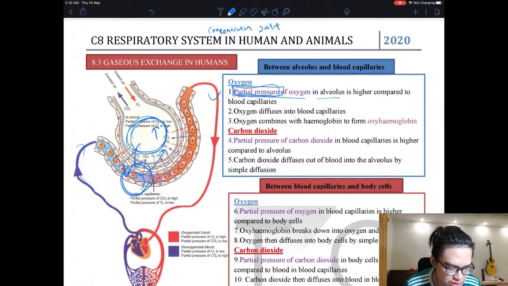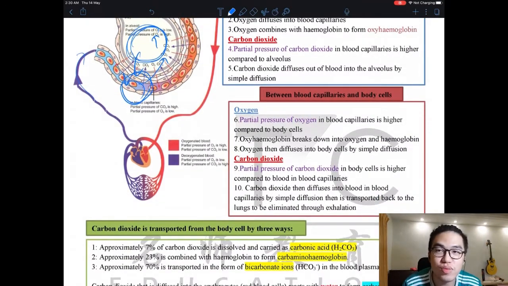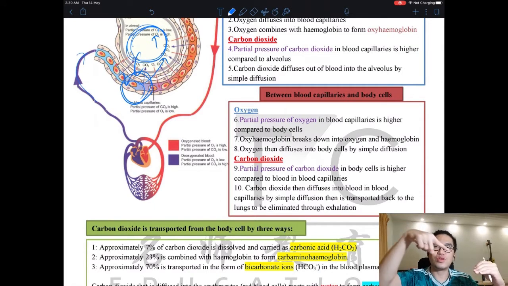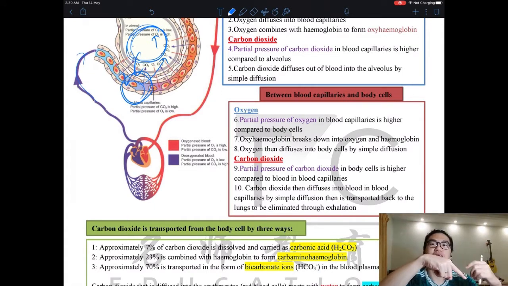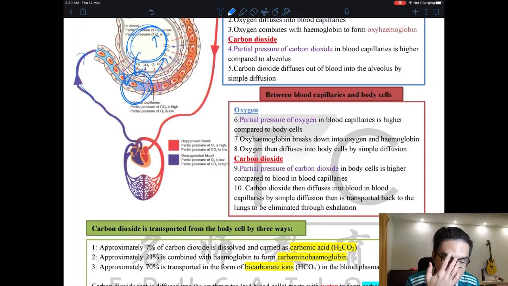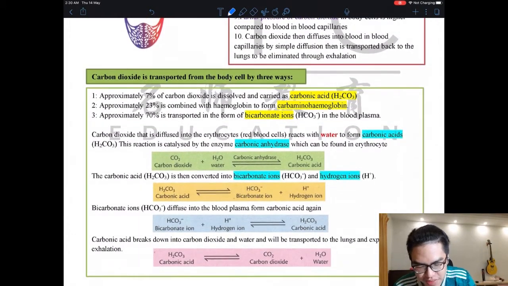So between blood capillary and body cell, this is the other way. Now I go into my cell. My red blood cell has high oxygen. This has low oxygen, so you go here, down concentration gradient. Then my body cell has high carbon dioxide. Red blood cell has low carbon dioxide. It will go here. So like this. Both also simple diffusion. So it's like, that's why I call gaseous exchange. So it's exchange. So this part is very important.